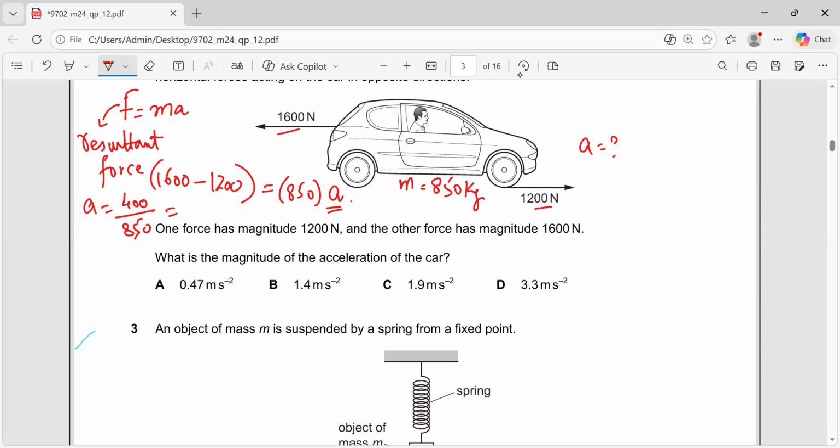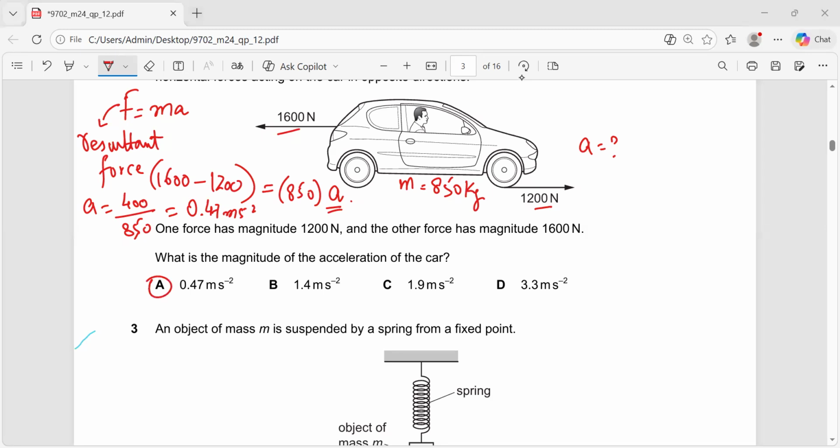So can anyone tell me what will be the value of the acceleration? Probably it will be equal to 0.47 meters per second squared, because it is the only value that is below one. Is it so? Yes, sir. Okay, is everyone with me? Yes, sir. Okay, so let's move onwards to the next question.